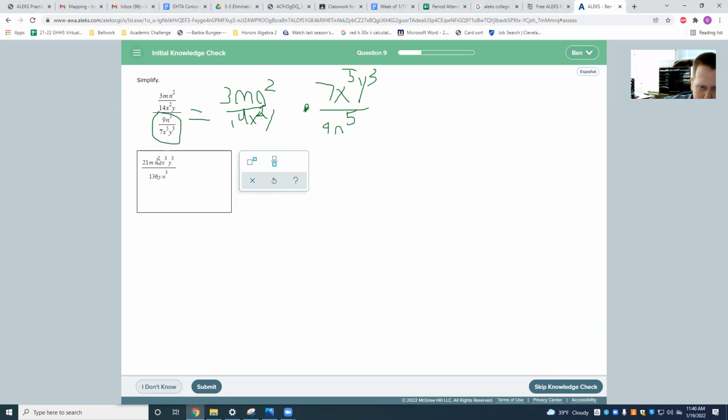Really, the idea is, if I have 2 n's on the top and 5 n's on the bottom, when I cancel out these pairs, I still have 3 n's left over on the bottom, not the top. And then the y's, I have 1 y on the bottom, so I could just take away one of the y's up the top.